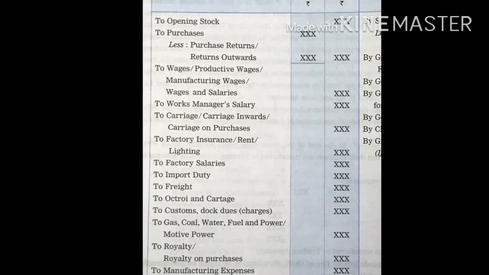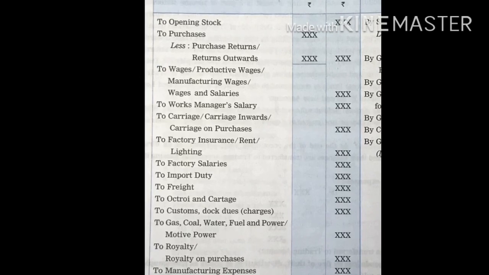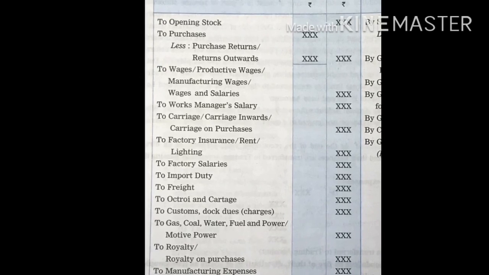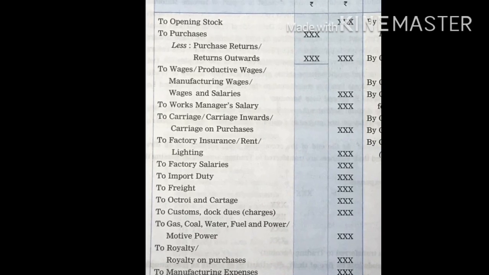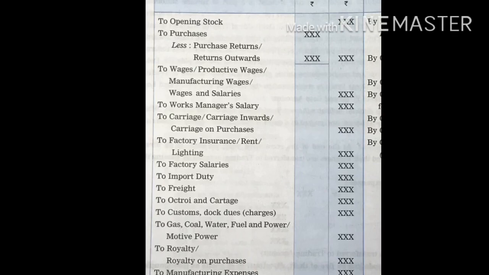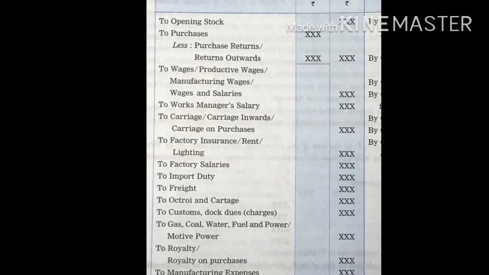Next you see is purchases. This purchase means the goods purchased during the accounting year for resale. It includes both cash purchase and credit purchase of goods. Purchase returns are deducted from the total purchases. However, purchase of assets, stationery, and all these things should not be included or added in purchases.